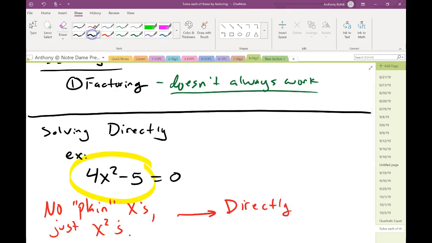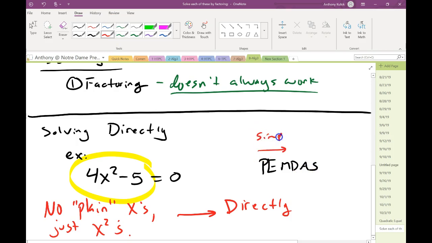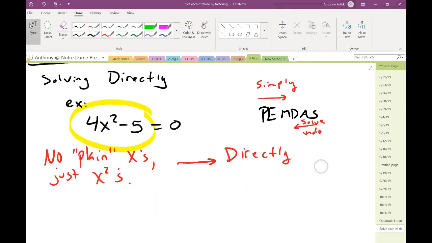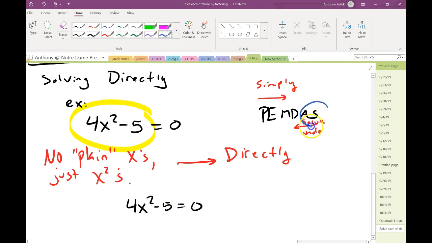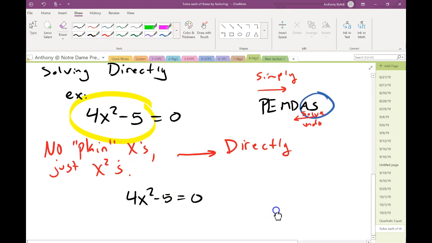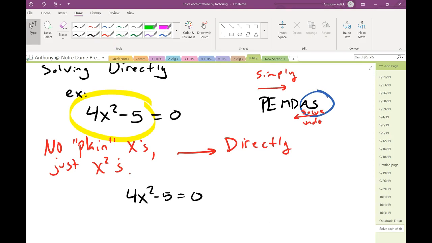So when I say solving directly, if you remember the order of operations that you learned in Algebra 1, when we simplify, we work from left to right. When we solve, we're going to undo from right to left. So if I return to this problem of 4x squared minus 5 equals 0, the first thing I would want to do is to deal with undoing any addition or subtraction. Well, I see that this problem has a minus 5. To undo that minus 5, I just need to add 5 to both sides.